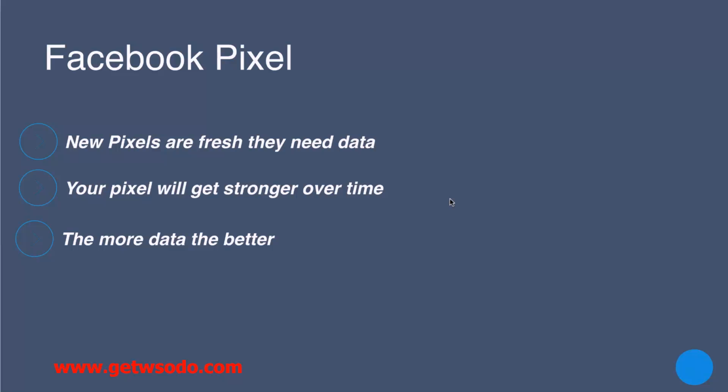Your pixel will get stronger over time. The more data your pixel collects, the stronger it's going to get, and the more data you're giving Facebook and the more information it's taking in, then it can better serve your ads to the right people. That's really what that does. And the more data, the better. The more data you give Facebook, the better. That's really what it comes down to. If you give them heaps of data, give them the data they need, they're going to start to optimize your ad for you and put you in the right place. So that's how it works, really.